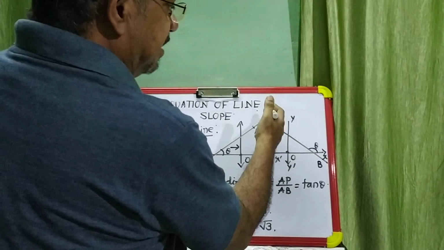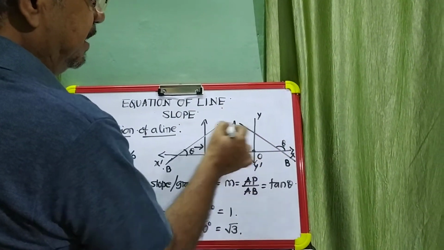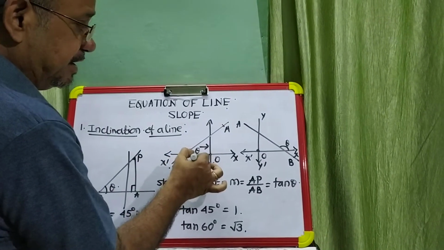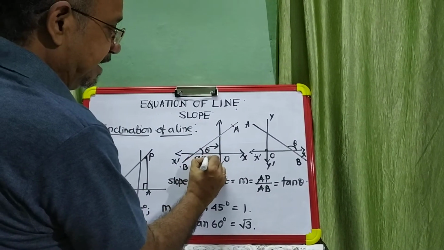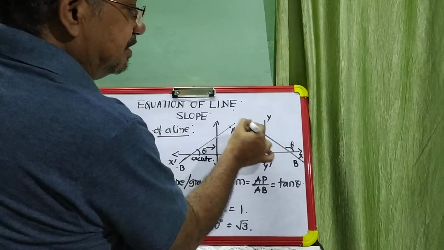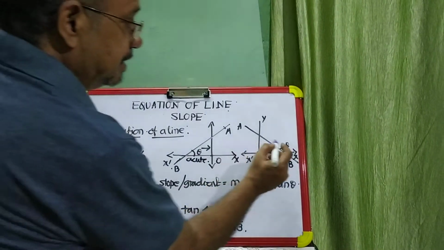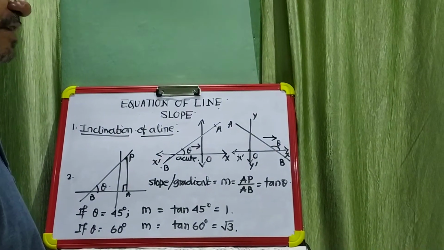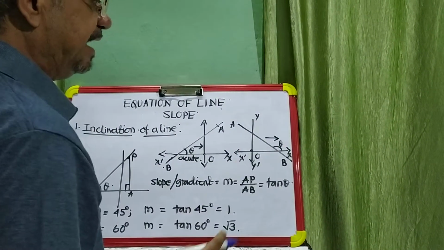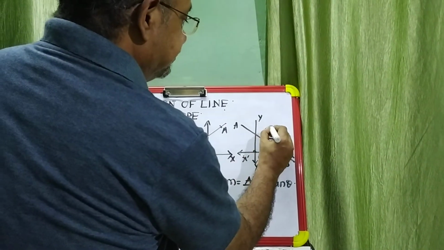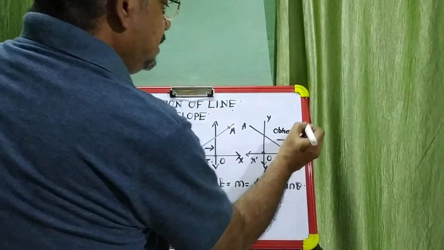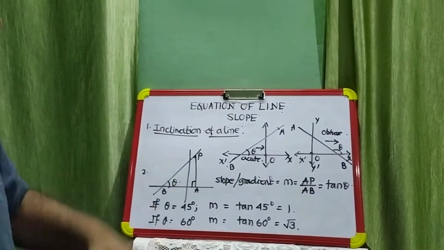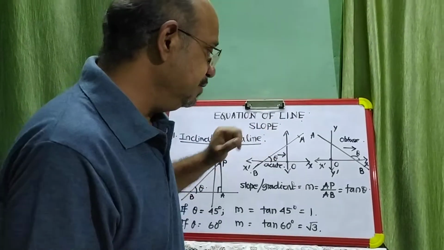Look at another example of a line I have taken here. In the earlier case, remember that theta was acute. In this case, as I have drawn the line AB, this is the angle which the line makes with the positive direction of x-axis. And look at this, this angle theta is now obtuse. So, inclination of a line means this particular thing.